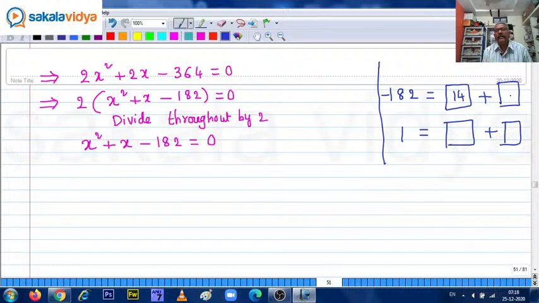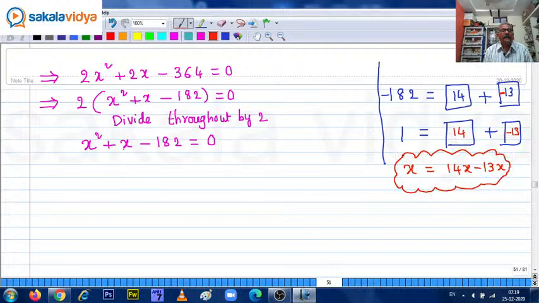Obviously 14 into 13 is 182, but if you add, you are getting 27. But we need 1. That means put a negative sign here. So write 14 minus 13. So the middle term x should be written as 14x minus 13x. You remember this one. This is the important step. The middle term should be split as 14x minus 13x. So now this can be rewritten as x square plus 14x minus 13x minus 182 equals 0.